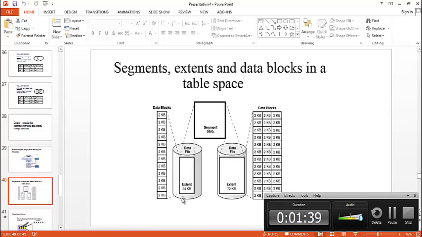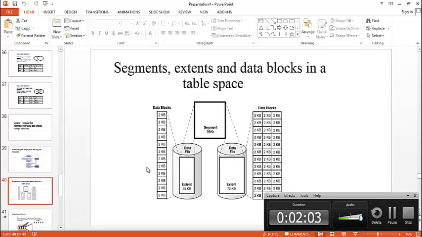In the figure, we have a 24 KB extent with 12 data blocks, while a 72 KB extent has 36 data blocks. A segment is a set of extents allocated for a specific database object, such as a table. For example, the data for the employees table is stored in its own database segment, whereas the index for employees is stored in its index segment. Every database object that consumes storage consists of a single segment.